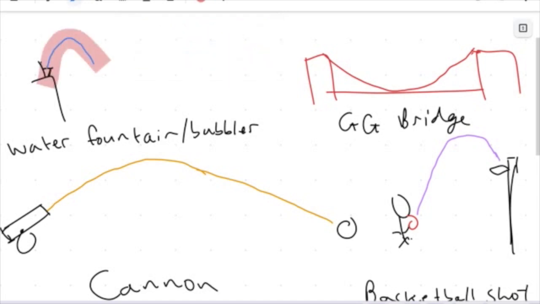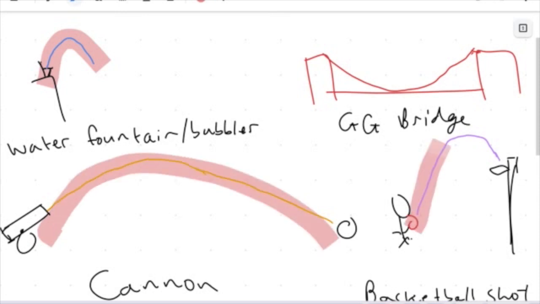So we've got the water fountain here. It has this type of arching shape, which looks similar to the cannon or the basketball shot. Or going the other way, the Golden Gate Bridge, for example, starts at the top and then goes down, comes back up again. All of these things are examples of what we call a parabola.